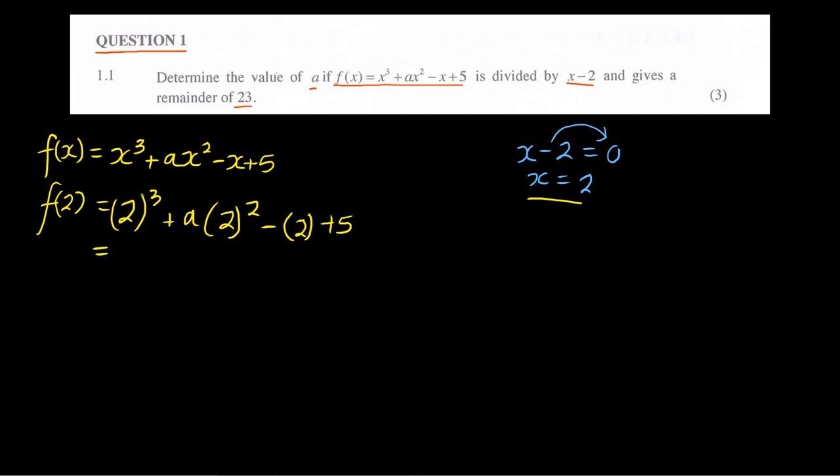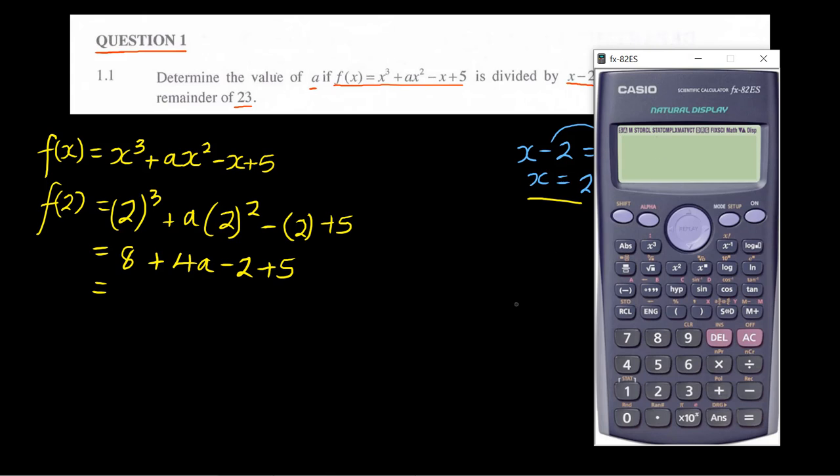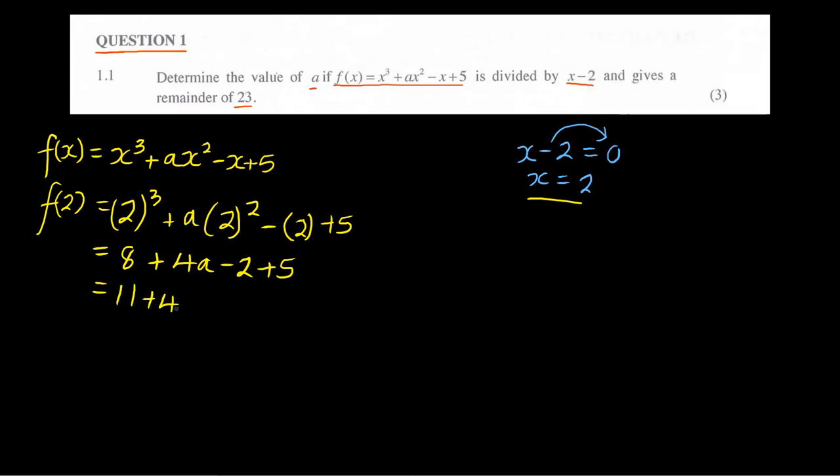Now, if you can use your calculator, 2 cubed is equal to 8 plus 2 squared is equal to 4a, minus 2 plus 5, which is equal to, now if I can use the calculator, 8 minus 2 plus 5. You are getting 11. This is 11 plus 4a. So that's what you're given, 11 plus 4a. So now this is my f of 2.